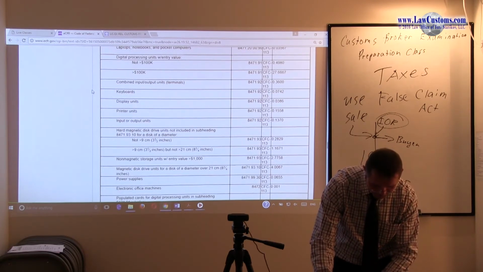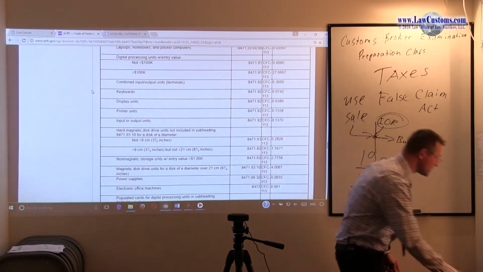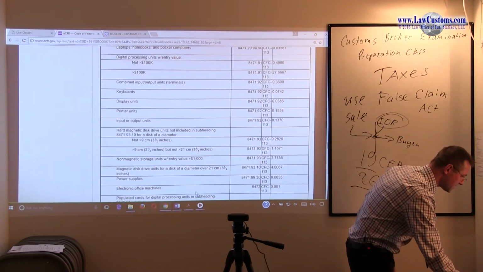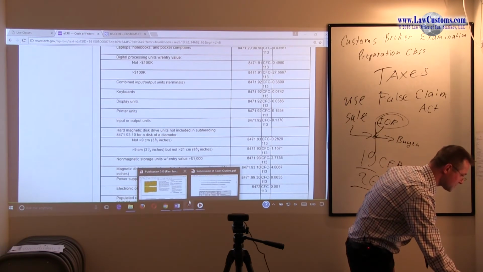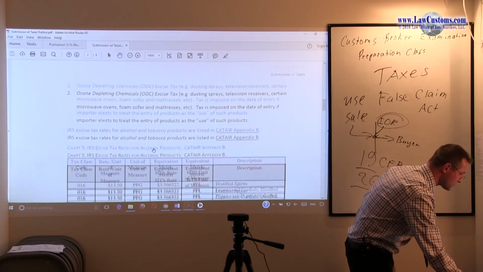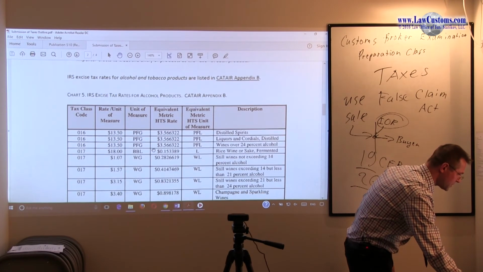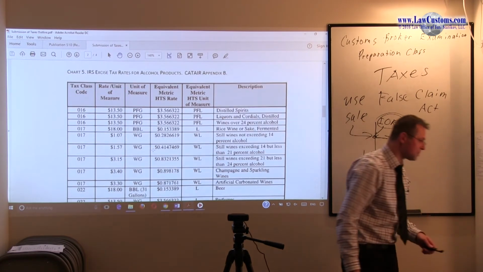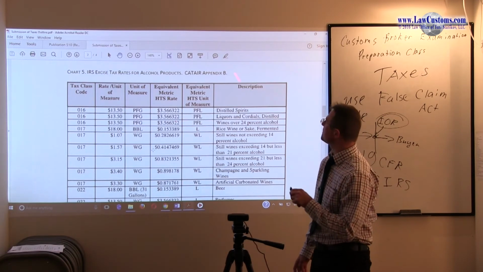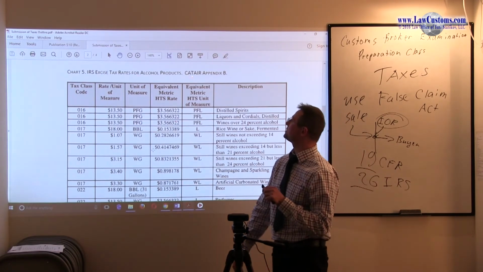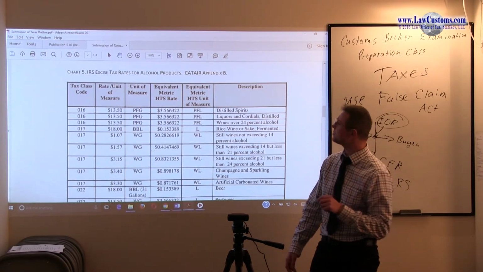Now let's go back to our outline and see how it plays out, how examiners have tested on this stuff before. So pretty much what happens is, notice you have CATER, right? Customs Automated Trade Interface requirements.